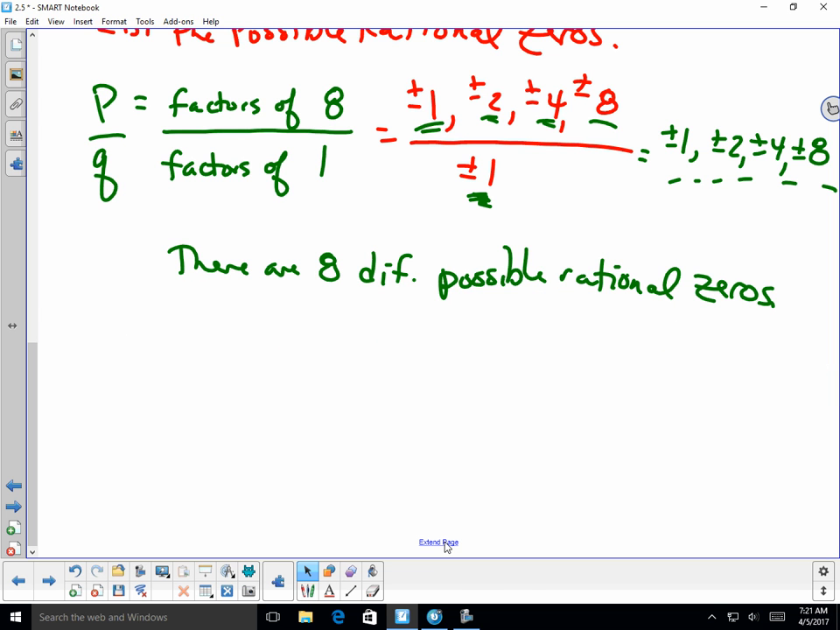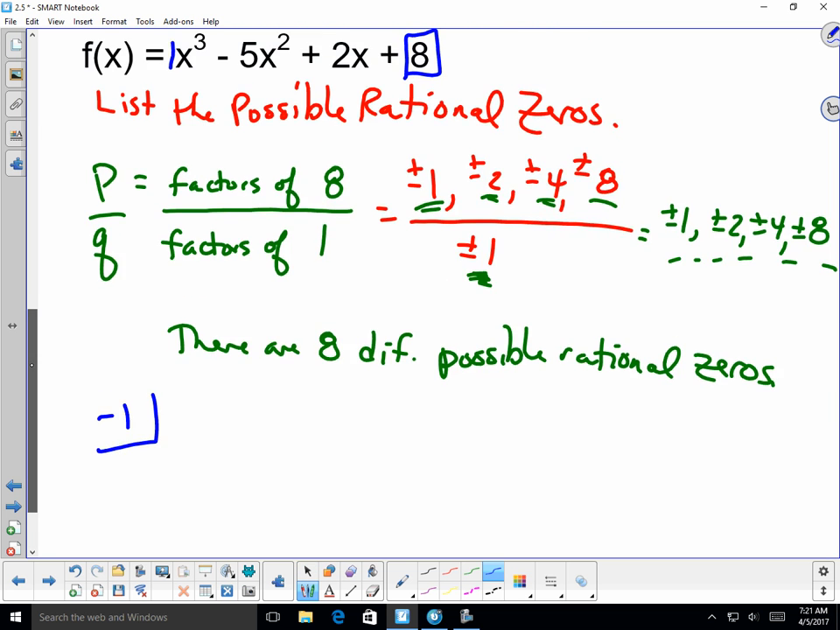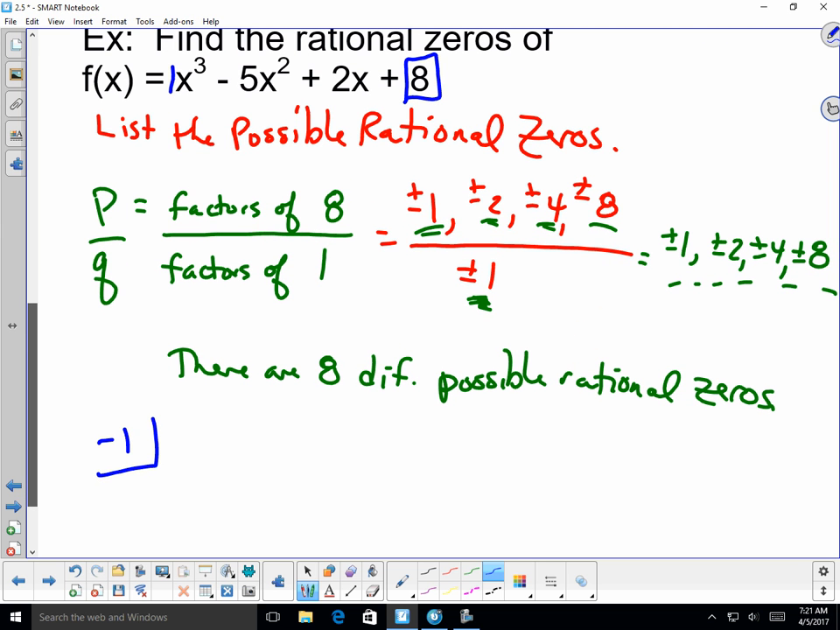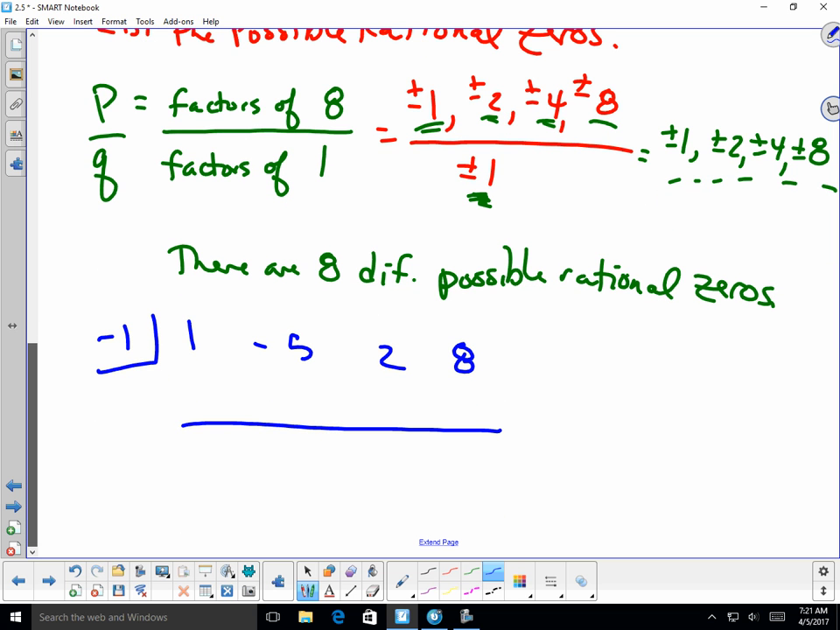So we're going to put a -1 in the box, and we are going to put our coefficients, which are 1, -5, 2, and 8. And we're going to do our synthetic division. I'm going to bring down the 1, multiply, that's -1, add, that's -6, multiply, that's 6, I add, that's 8, multiply, that's -8, add, I do get 0. So it is confirmed that -1 is a 0 of this function.